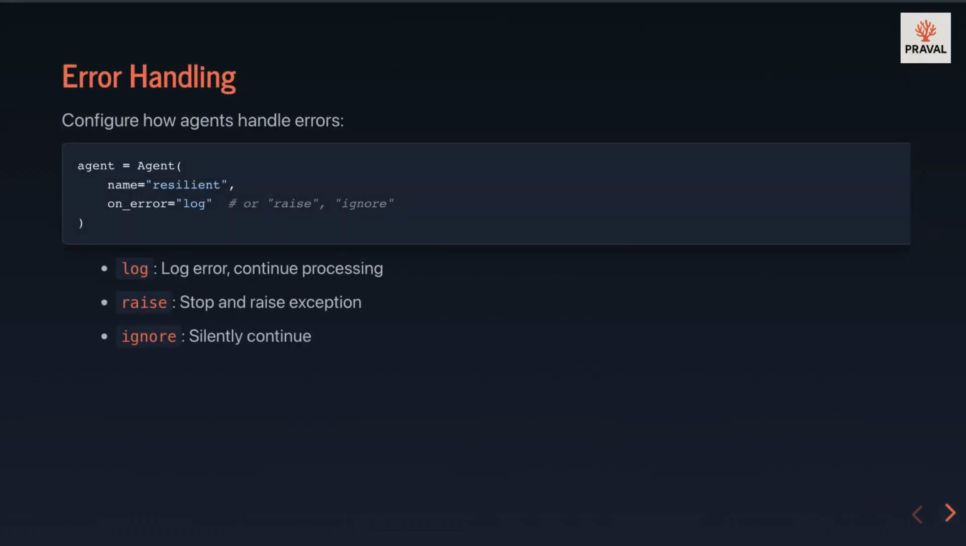Production systems need robust error handling. Praval supports retry with backoff for transient failures, dead letter queues for messages that repeatedly fail, circuit breakers to prevent cascade failures, and graceful degradation when optional agents are unavailable.